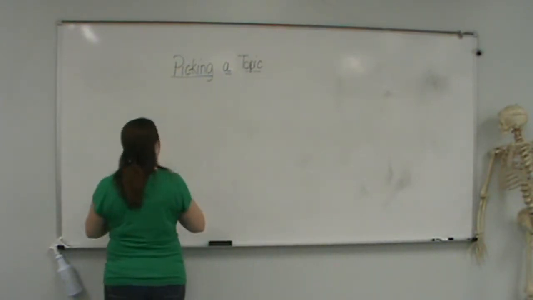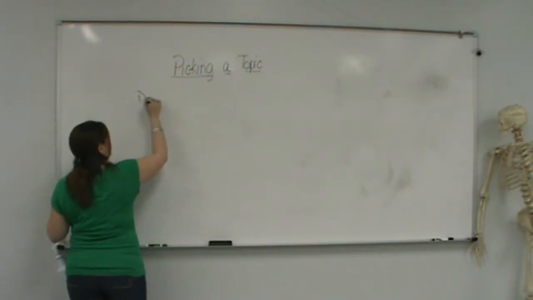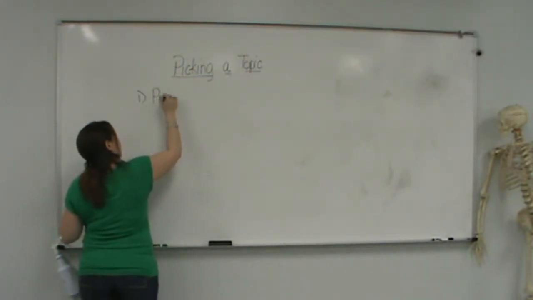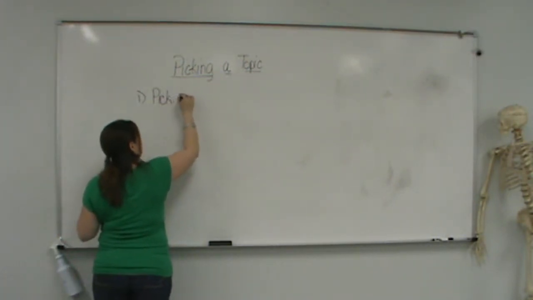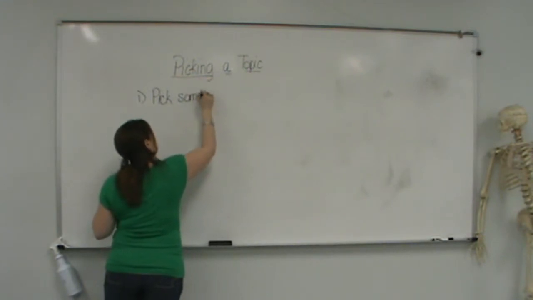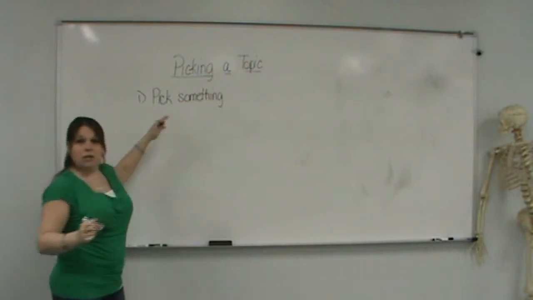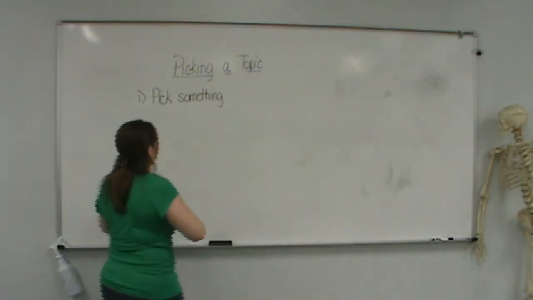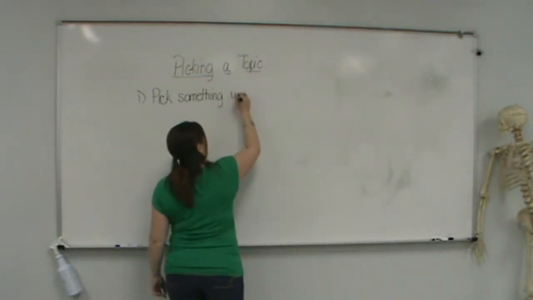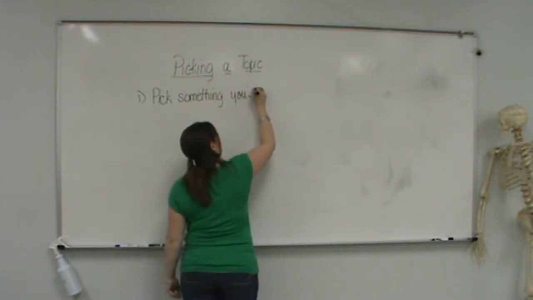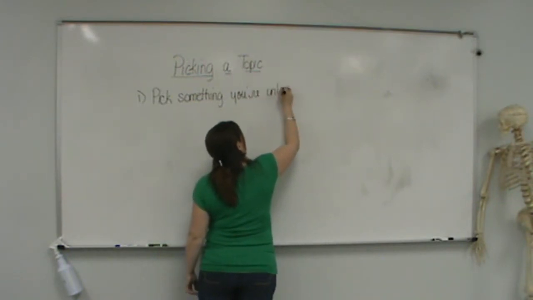So the first one, and again, there's 5, and they're all going to start with the words pick something. So I'm only going to write that phrase the first time, and then you can figure it out from there on out. So the first thing, and sometimes it's the most obvious to people, but you want to pick something you're interested in.